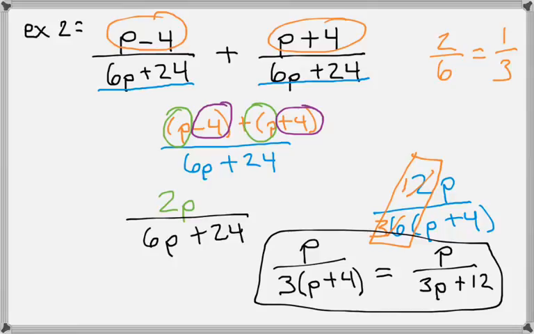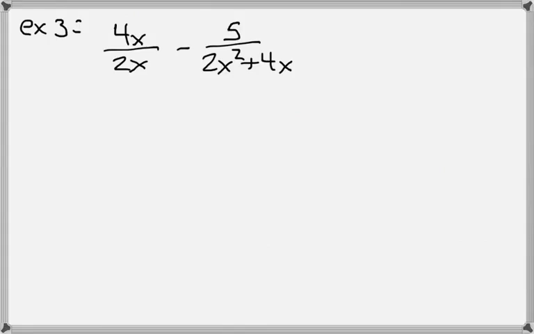So far, both of these examples have dealt with the cases where our denominators were already given to us as the same. That's not always going to be the case. So let's look at an example where right off the bat we don't have a common denominator. So if we look at this, right here my denominator is a 2x, and over here on the other side I have a 2x squared plus a 4x. Well, that is obviously not the exact same thing as a 2x.